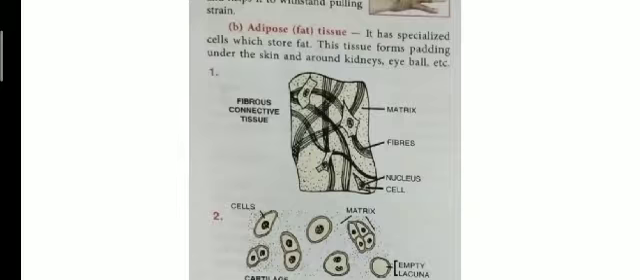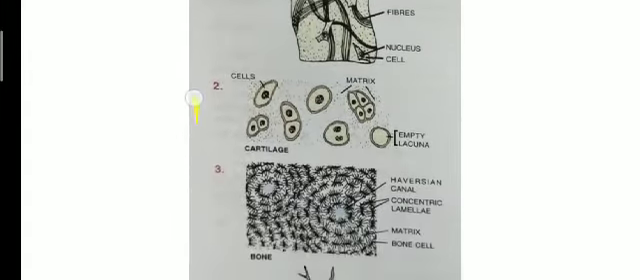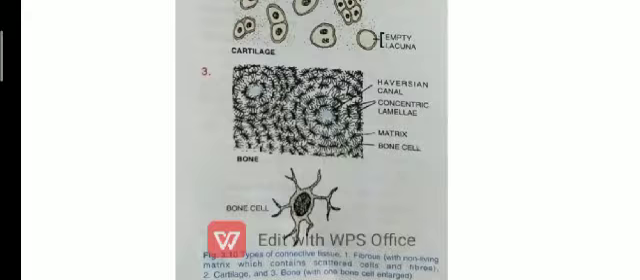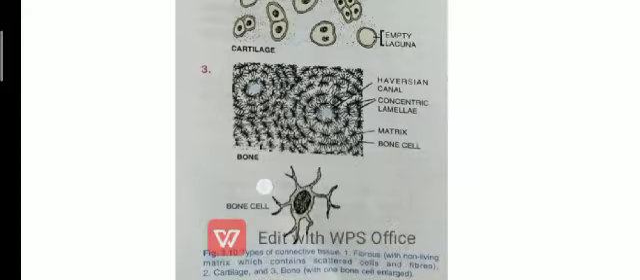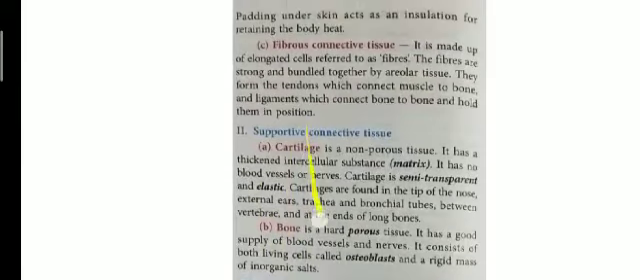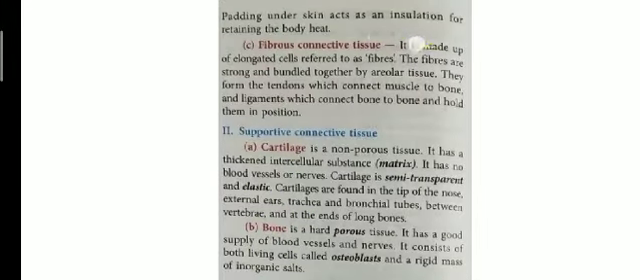A labelled diagram is given here. You can see a fibrous connective tissue: matrix, fibers, nucleus and cell. Here cartilages and bone, empty lacuna, matrices, and here this is the bone: Haversian canal, concentric laminae, matrix, bone cells. In detail you will learn these in the higher classes. As I said, this adipose tissue acts as an insulation also.